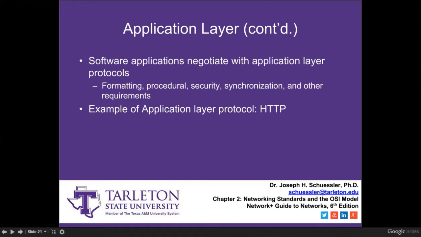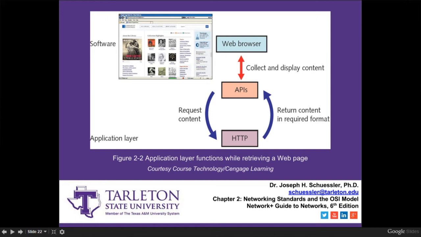Software applications negotiate with the application layer protocols on formatting, processes, security, synchronization, and other requirements. And as I mentioned, HTTP is a common protocol used at that layer. There's lots of protocols that are used at that layer. So for example, FTP is another common application layer protocol. So here's what it looks like in trying to build this model and flesh it out a little bit more. We have our software application here, which is a web browser, which through APIs interacts with the application layer of the OSI model using the HTTP protocol.